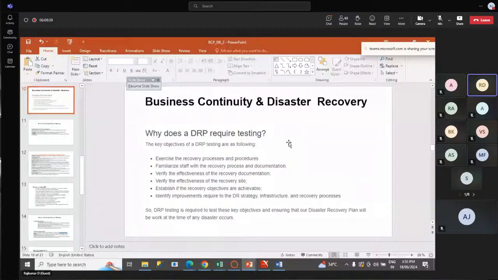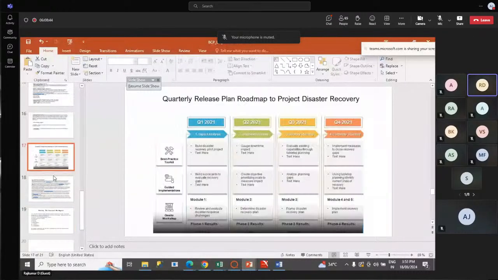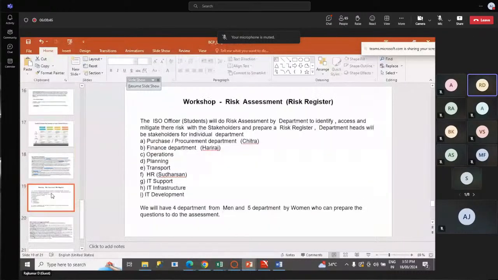You can read all the theories later. I'm not going to spend time on crisis management. Roadmap to disaster recovery. There is one more. Let's do this right after the planning, risk assessment.